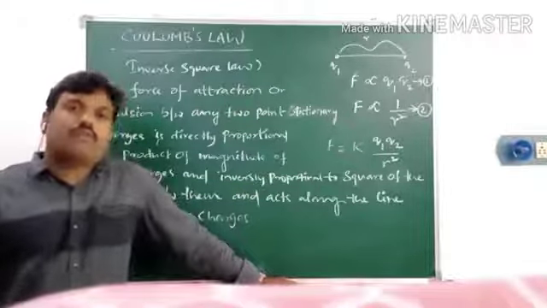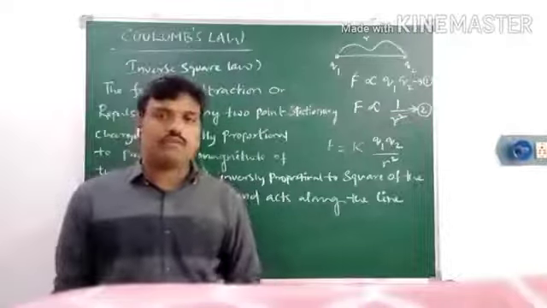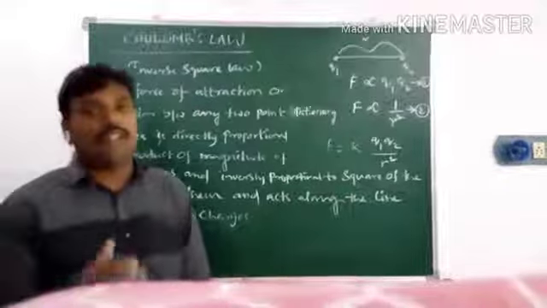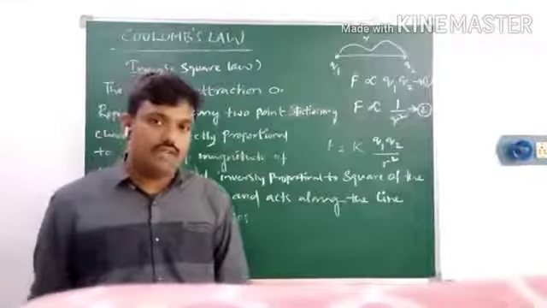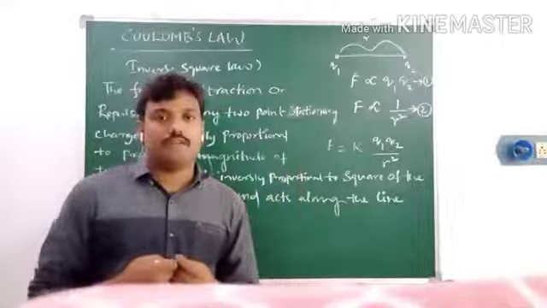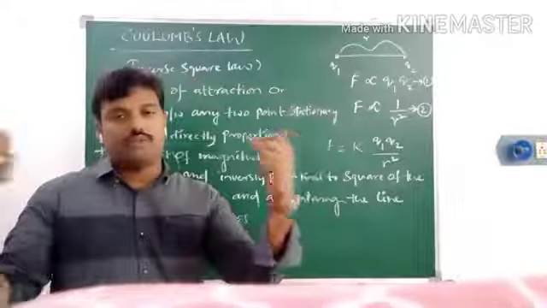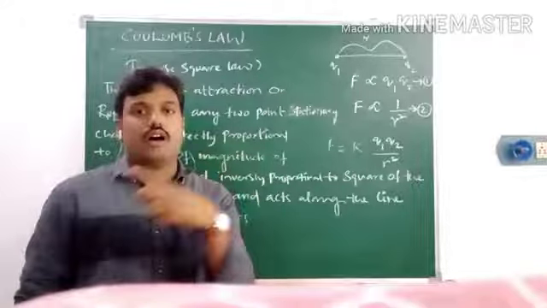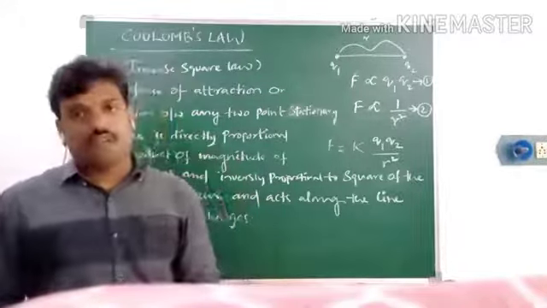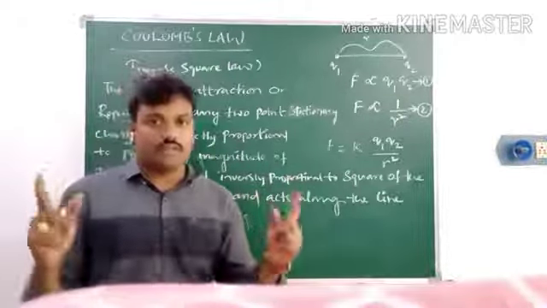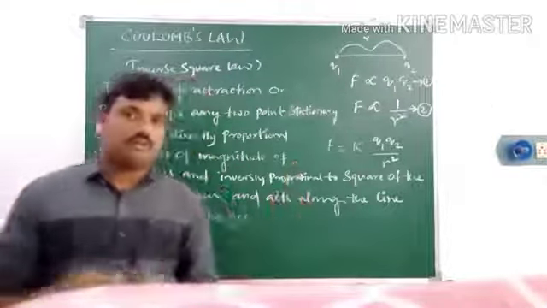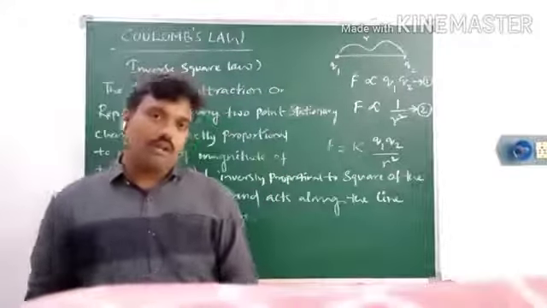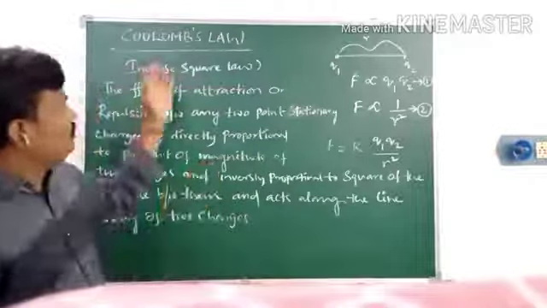Now, we are going to learn with how much force they are going to attract each other or with how much force they are going to repel each other. We have to find the magnitude. Suppose two charges are present at a distance, we have to calculate the force of attraction or repulsion depending upon the charges, with how much magnitude of force they are going to attract or repel. So for that purpose, we are going to learn about Coulomb's Law.